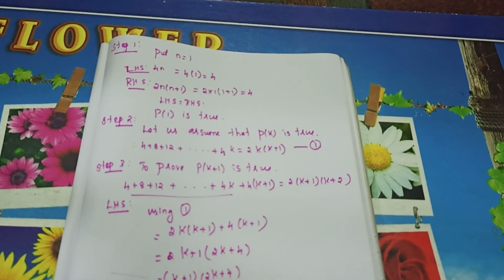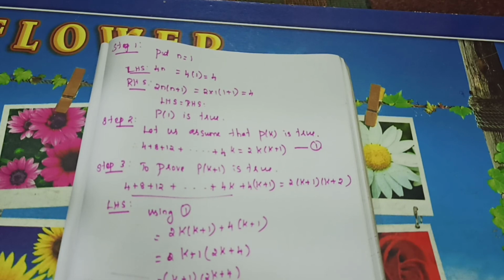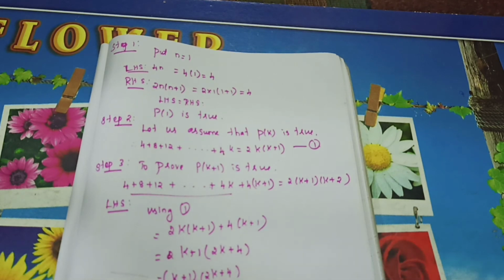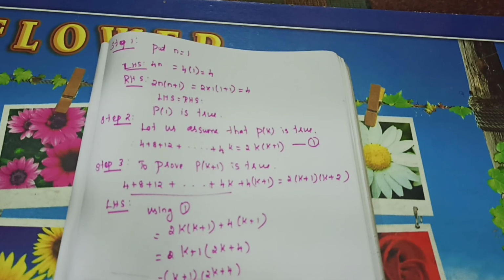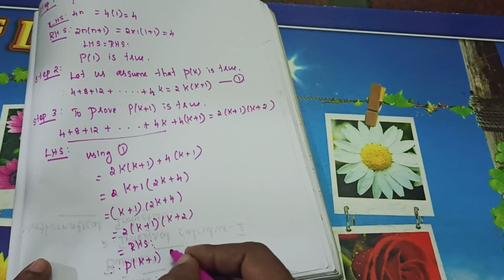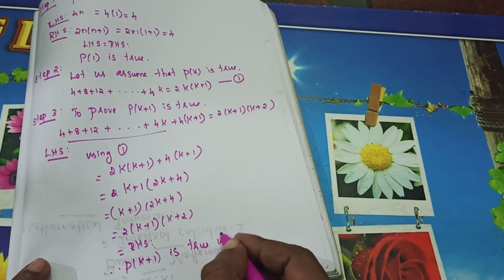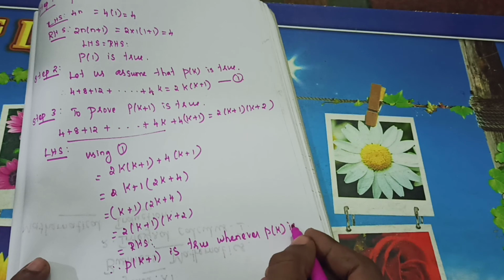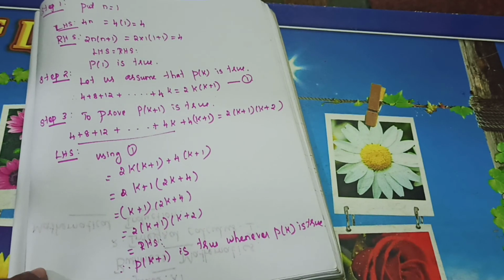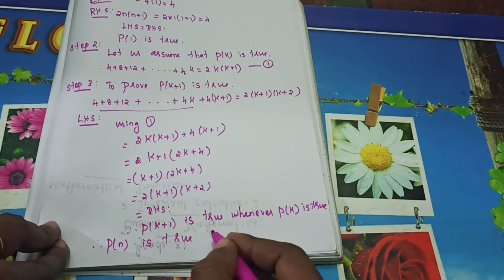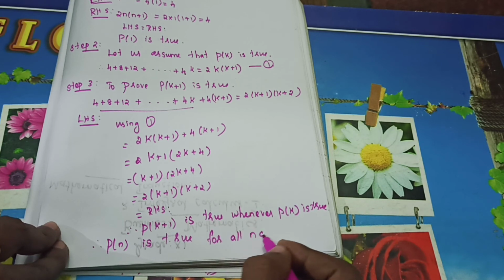So next, what will you do? Shall we take 2 from here outside? So 2 into k plus 1 into k plus 2. Whether both are equal? Equal to RHS. Is it right? So what will you say? P of k plus 1 is true whenever P of k is true. Okay, so P of k plus 1 is true whenever P of k is true. Therefore, P of n is true for all n belongs to N.